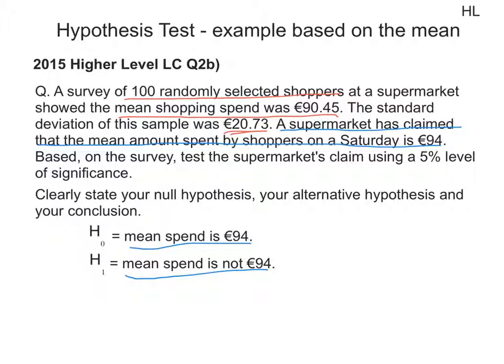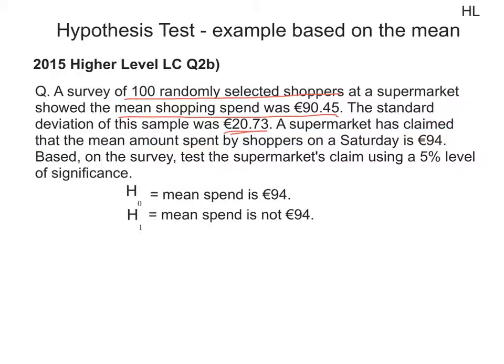Before continuing, I'm going to tidy up the slide. For our test, we are going to use the test statistic Z equal to x bar minus mu all over the standard deviation divided by the square root of n. From our question, we can see n equals 100.